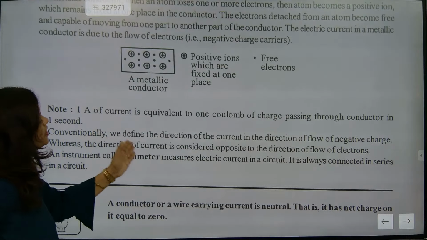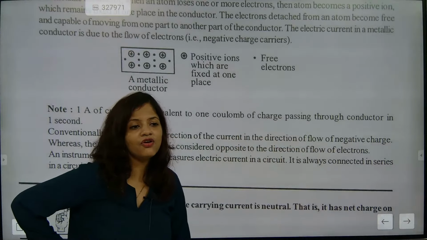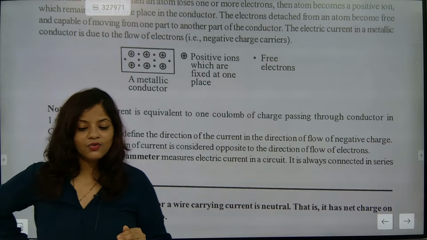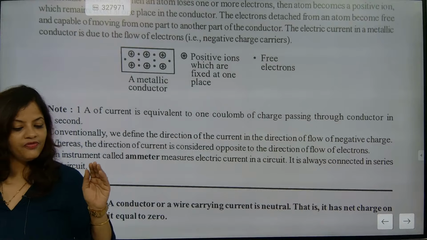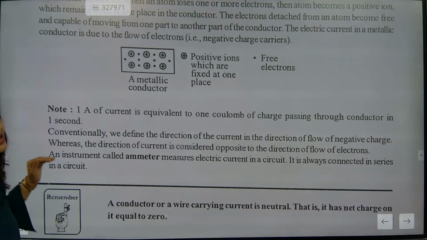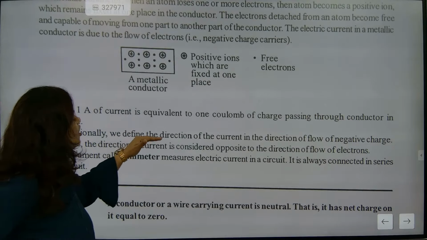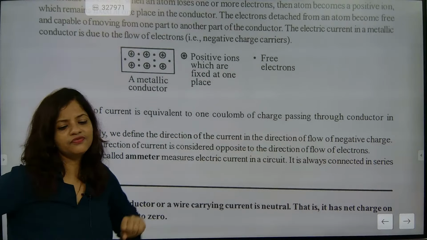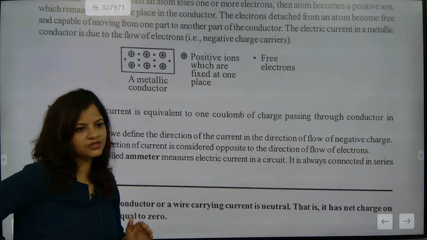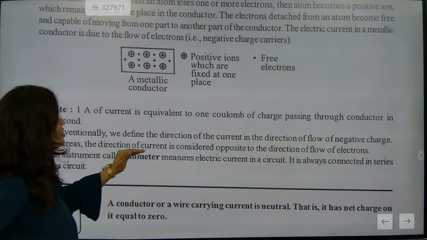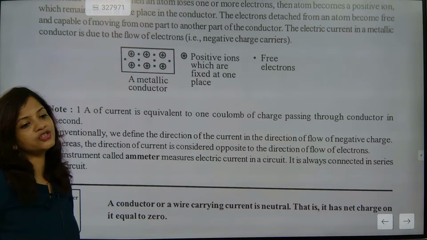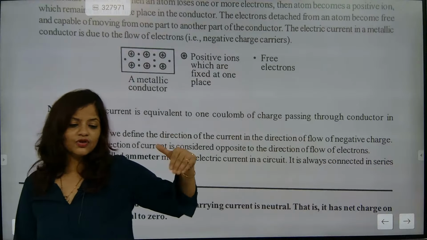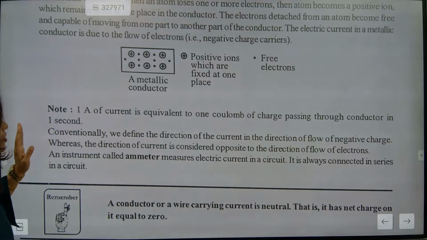Now, conventionally, we define the direction of current in the direction of flow of negative charges. That's the most important thing, and here everybody will fail. So please pay attention here. Conventionally, we define the direction of current in the direction of flow of negative charges. Whereas the direction of current is considered opposite to the direction of flow of electrons. I hope you have understood.